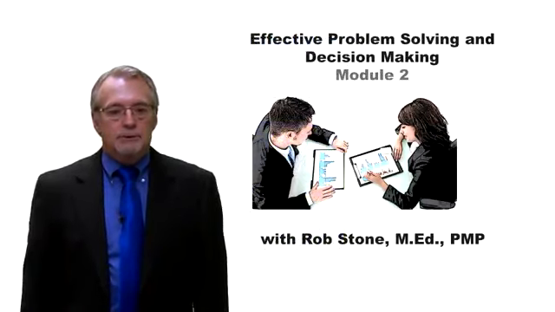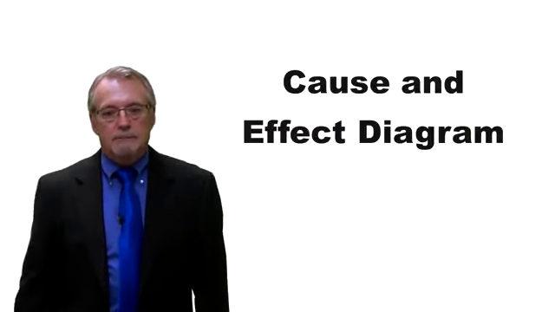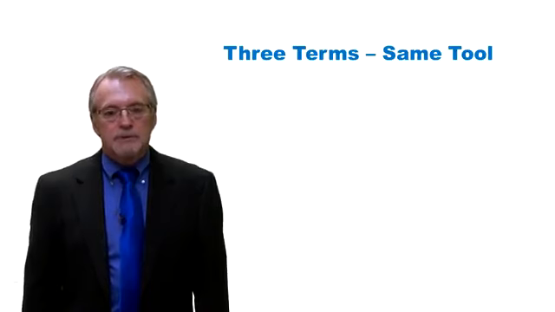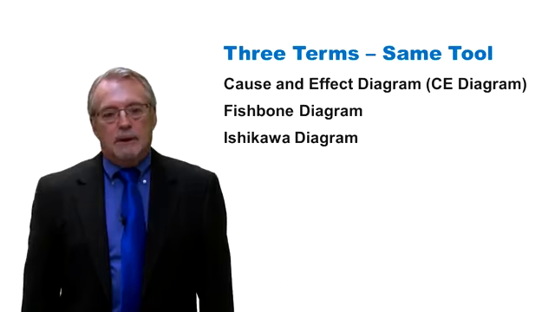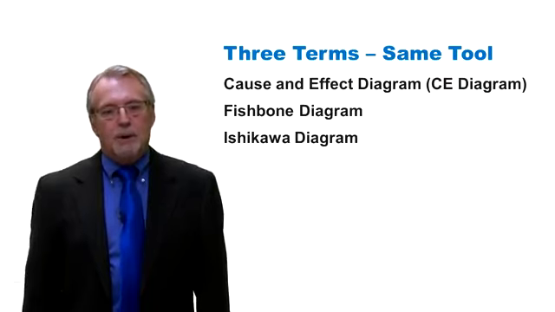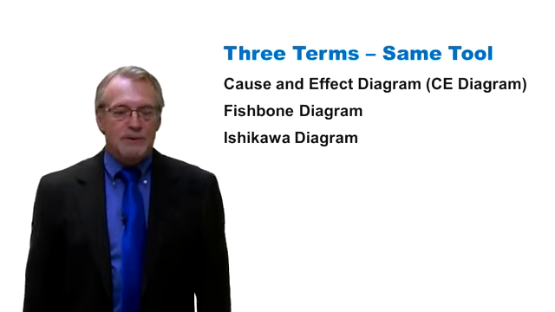Let's talk about another tool, a cause and effect diagram. There's three terms for the same tool. Cause and effect diagram, or CE diagram, you'll see it written sometimes. Fishbone diagram, because it kind of looks like a fishbone. Or an Ishikawa diagram, guess why? Ishikawa is the one who developed it.